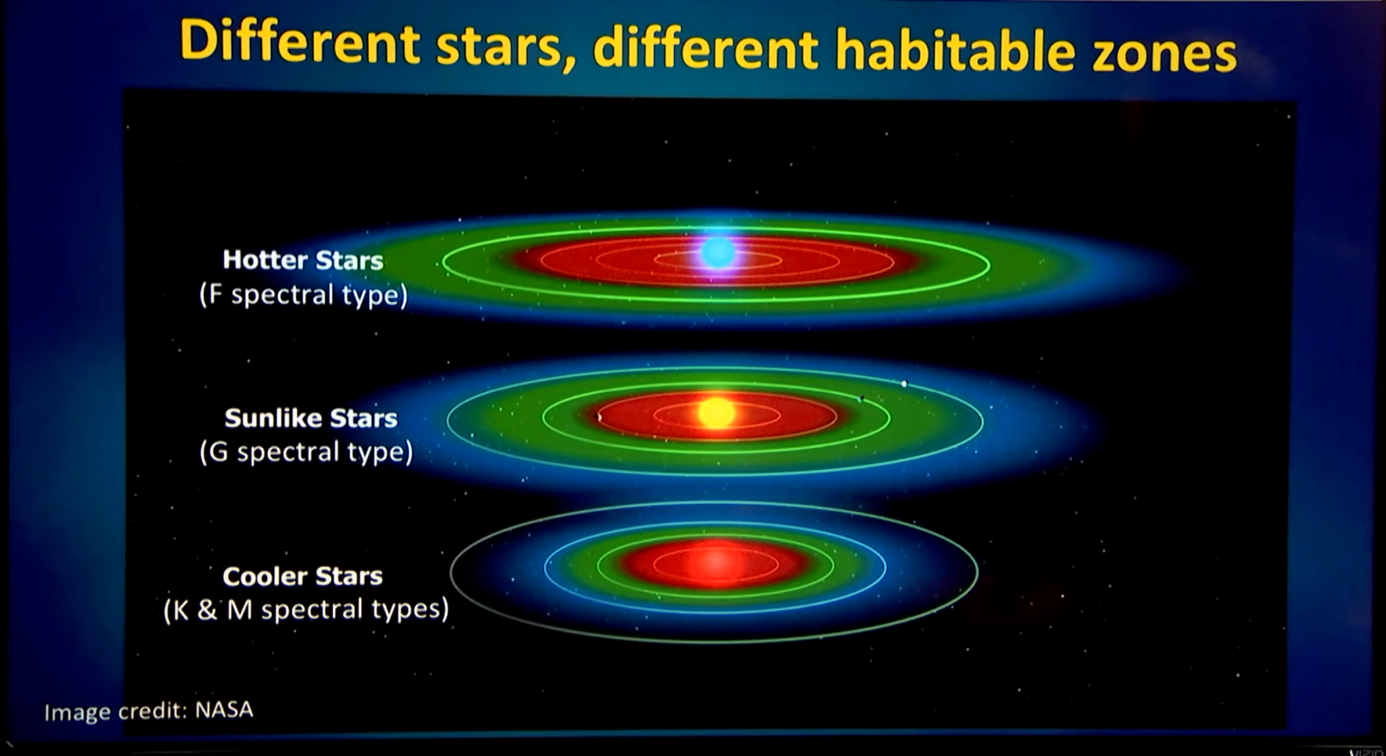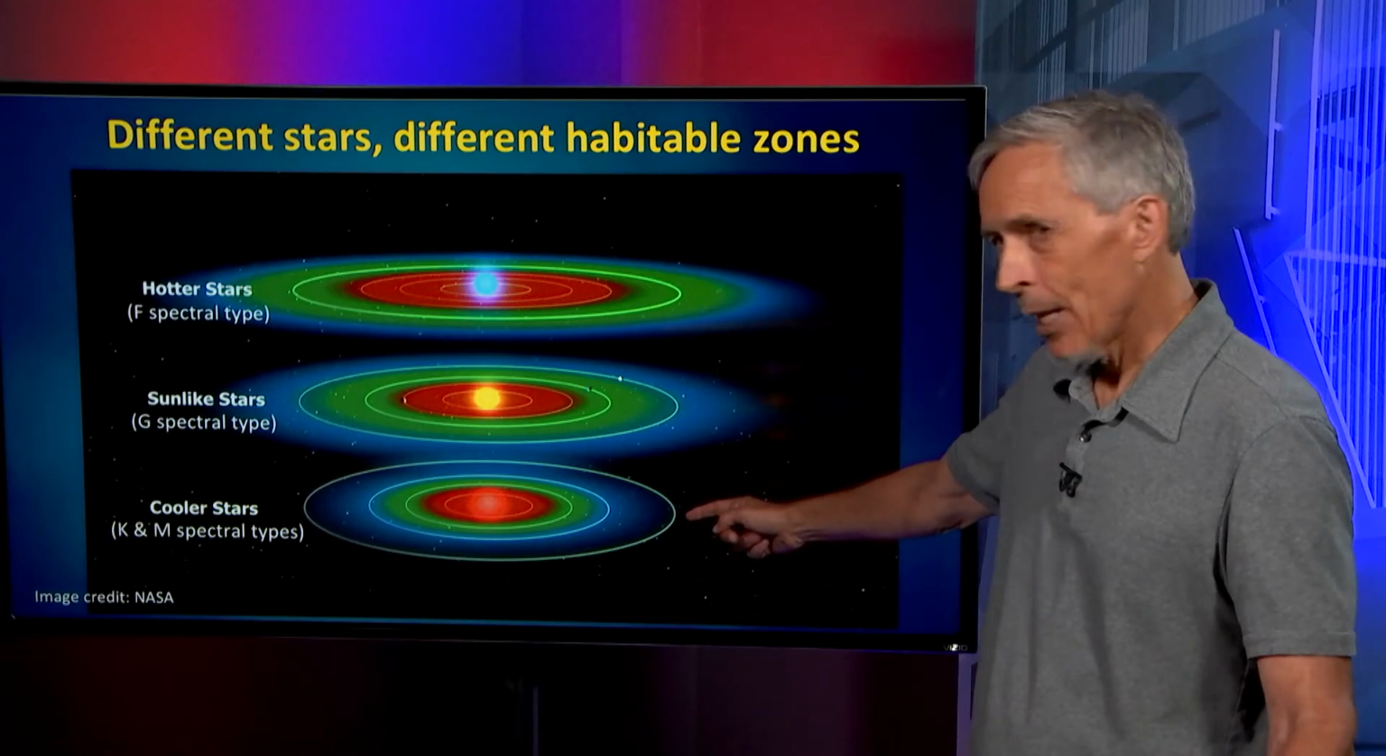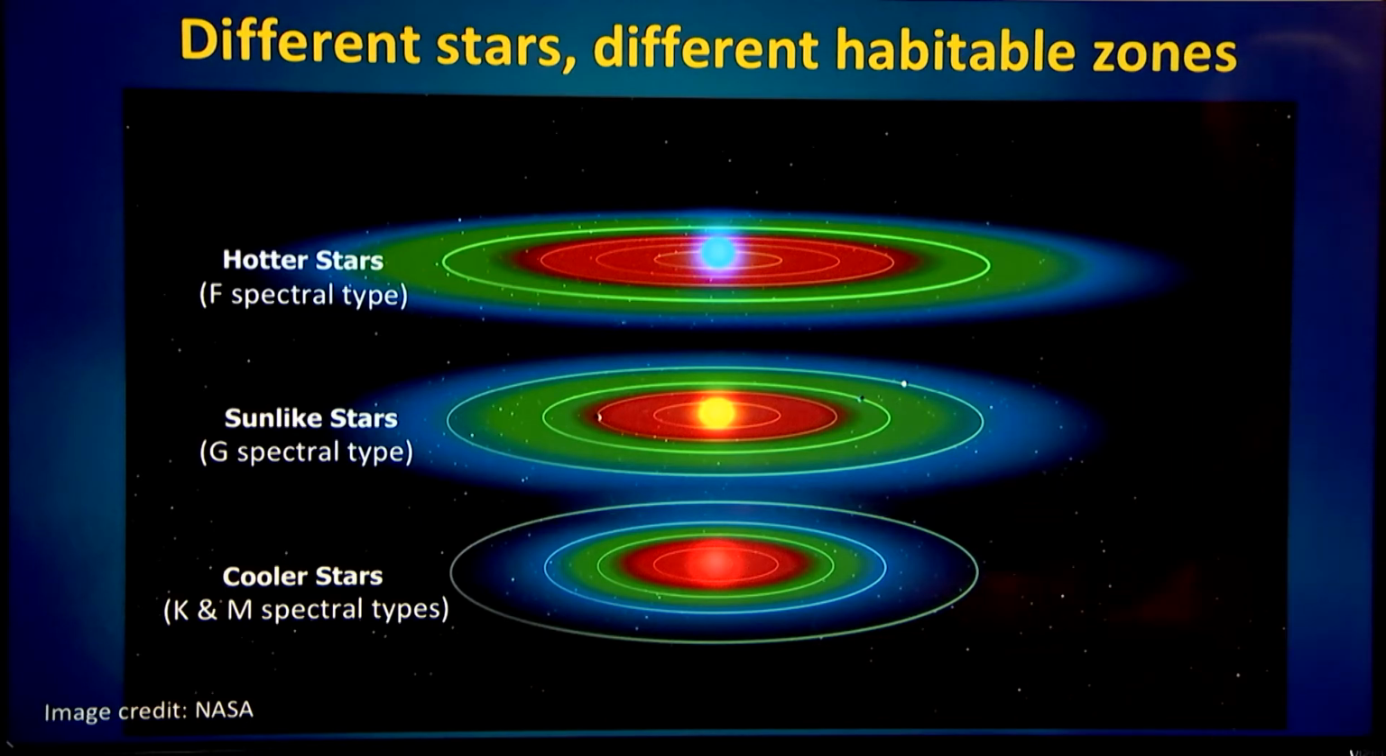It turns out, however, that the smaller real estate of a habitable zone of a low-mass star is overwhelmed by the much larger number of low-mass stars. So the total habitable real estate in the Milky Way galaxy is actually dominated by this type of star rather than stars like the Sun.